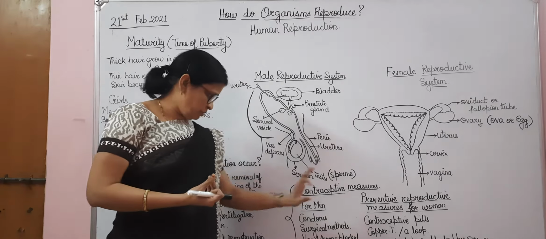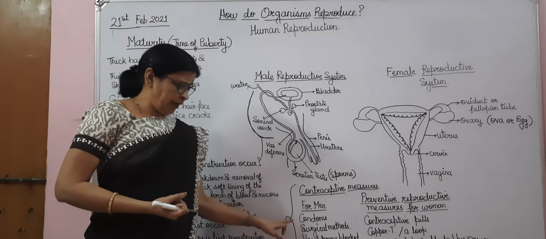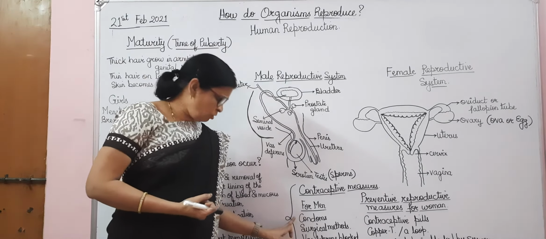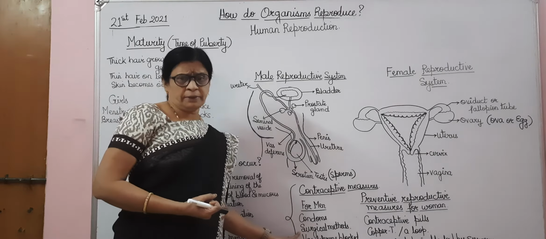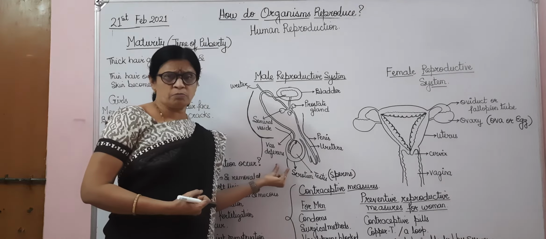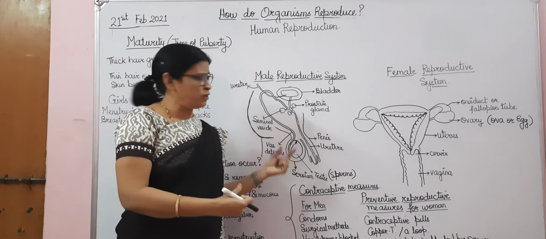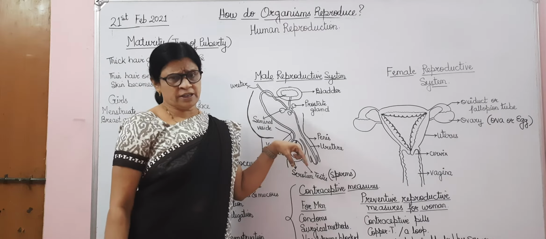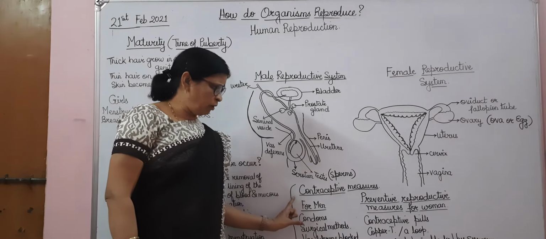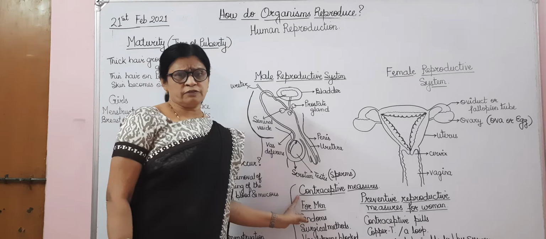And in the case of men, they can use condoms, or there are surgical methods also. If the vas deferens is blocked with the help of surgery, naturally the sperms will not move through the penis. So this is how men can also have different contraceptive measures.